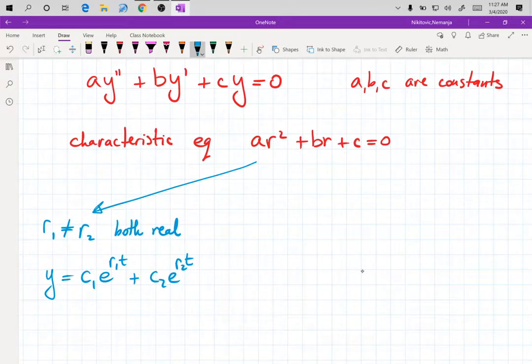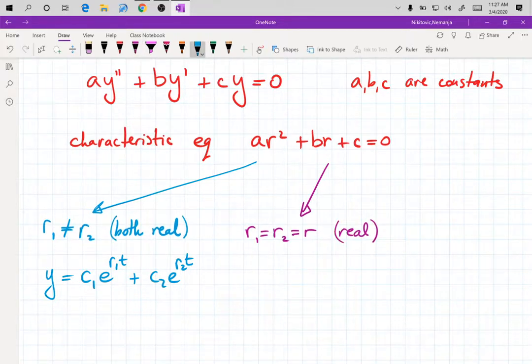And then last class, we also talked about the second case, which would be, let's go purple in this case, r1 equals r2 equals r, also real. I'll put this in parentheses. And the solution for this one was y equals c1 e to the r t plus c2 t e to the r t.